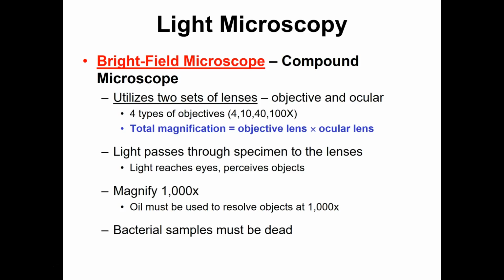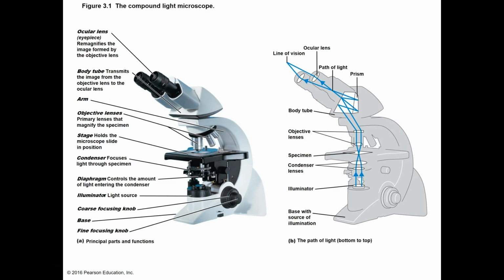Let's talk about the most common microscope that we deal with in microbiology, and the one that we get to see in our lab, the bright field microscope. This is a type of compound microscope, meaning that it has two sets of lenses. There will be a carousel of objective lenses. If you see here, I'm circling the objective lenses, which have increasing magnification of 4x, 10x, 40x, and 100x. And then you also have the ocular lenses, which have a set magnification of 10x.